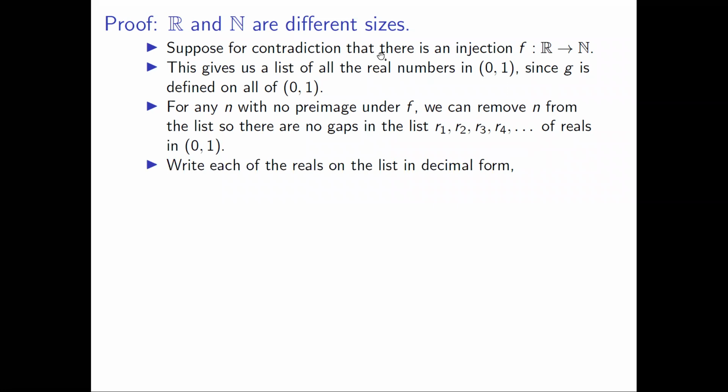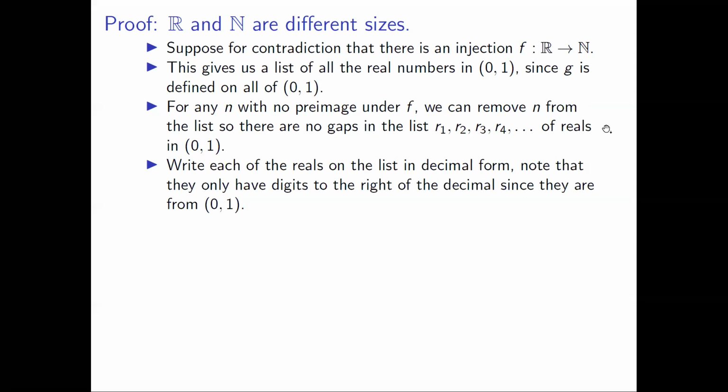So first thing we're going to do, we're going to write each of these real numbers in decimal form. And since these real numbers are in the open interval from 0 to 1, note that all of them only have digits to the right of the decimal. So I'm going to write an example of our list. Let's say I'll put it in this top left corner. We have R1, R2, R3, R4. I'll just do 5 of them for now. And I'll draw some examples of what they could be.